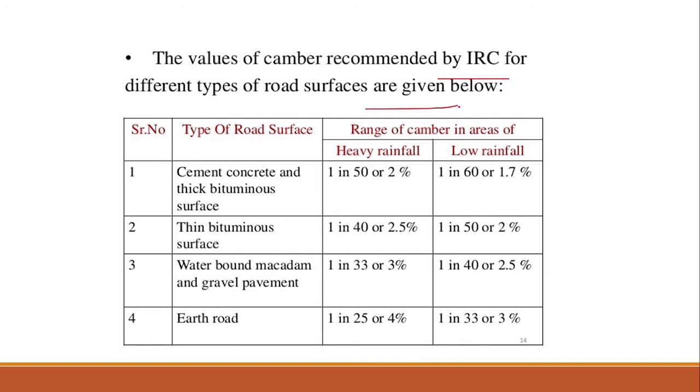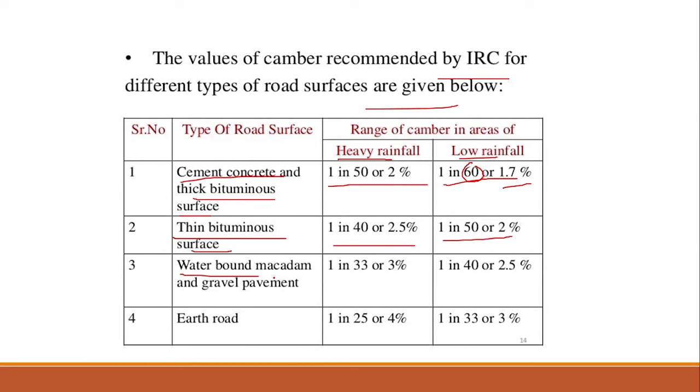And remember, the camber depends on the rainfall condition and also the type of surface. First, you can see cement concrete and thick bituminous surface. In case of heavy rainfall, you provide 1 in 50 or 2%, and in case of low rainfall, you provide 1 in 60 or 1.7%. I already said how to convert 1 in n into percentage form: you can directly divide 100 by this n, then you get the percentage value. For thin bituminous surfaces, you can provide 1 in 40 or 2.5%, and 1 in 50 or 2% in case of low rainfall.